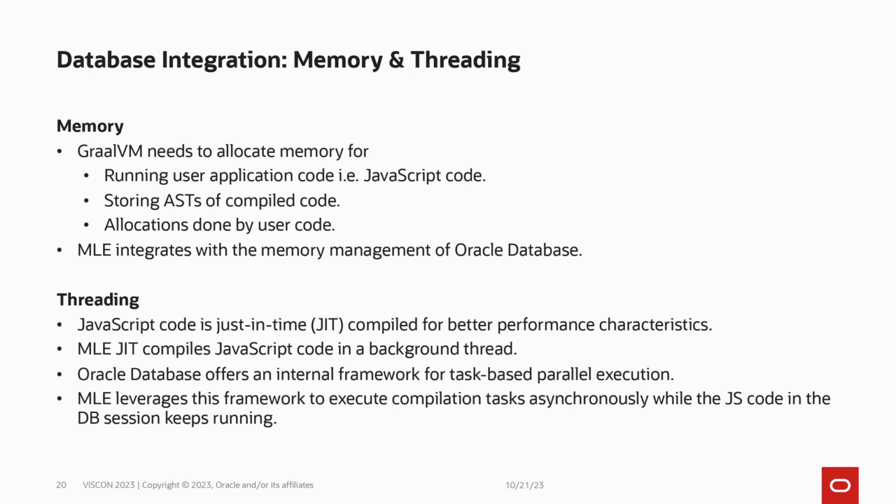OK, so maybe now let's go a little bit into each one of those dimensions, like what exactly we are doing here. So I will start with memory first, right? GraalVM needs to allocate memory for multiple reasons, of course. It needs to run user application code, your JavaScript code, so it needs memory for that. It needs to store abstract syntax trees of the compiled code. Where do you store all of those trees?